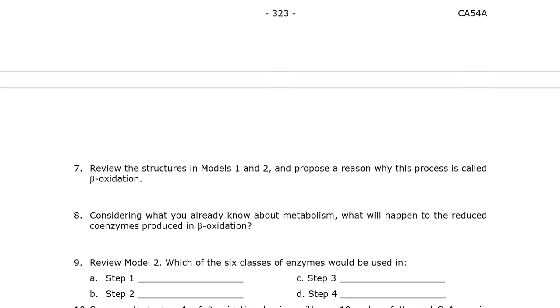Reviewing the structures in models 1 and 2, propose a reason why the process in model 2 is referred to as beta oxidation. Pause and write your answer. Pause now. All right, so it's the beta carbon that is oxidized. How do I know it's the beta carbon?